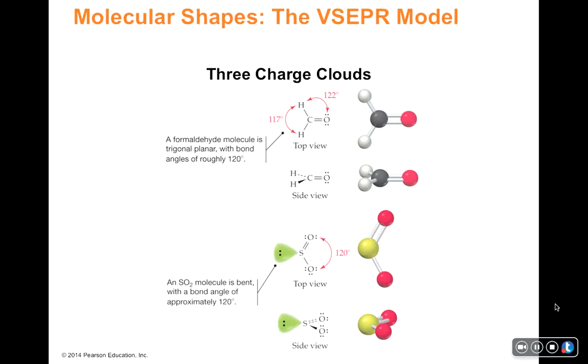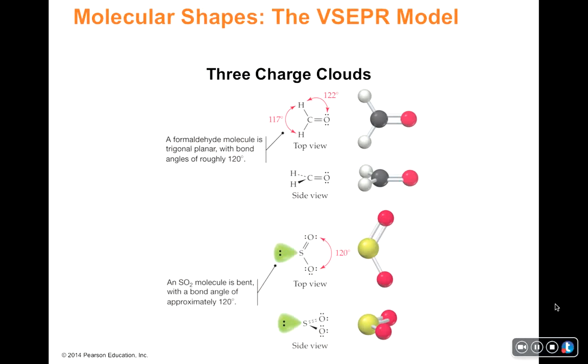The one on the bottom, notice this has three charge clouds, and here's where we get into identifying charge clouds and the difference between that and the types of charge clouds and what types of shape you see. So there are three charge clouds around sulfur here.